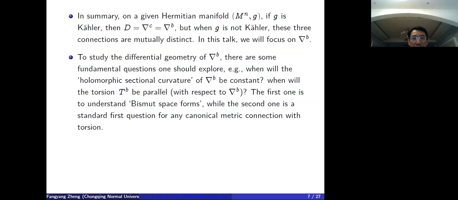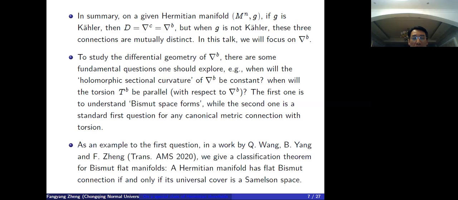And then because this connection also has torsion, you could also ask issues about torsion. When would the torsion be simple, right? I mean, torsion is inevitable now, but when will the torsion be parallel, for instance. So this is another simple-minded question one can ask. Now, for the issue of space forms, the simplest case would be the zero curvature case, right? So the flat case, in other words.